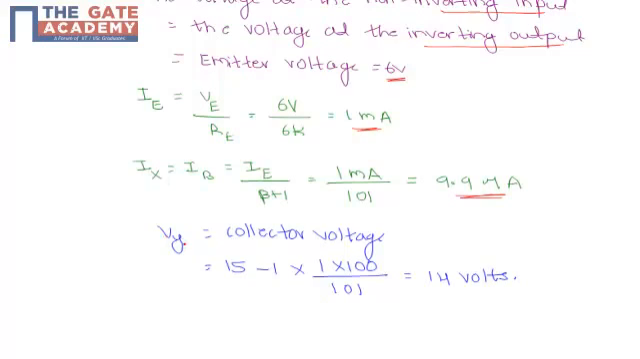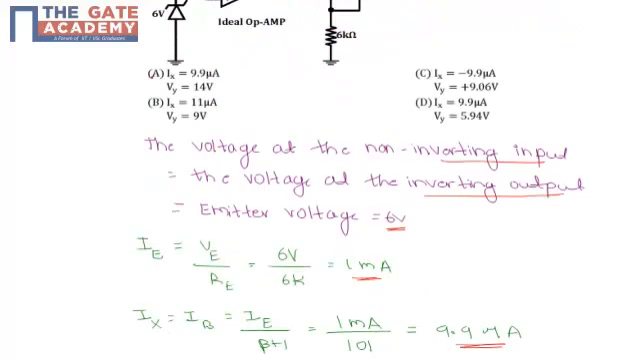So, Vy, we need to calculate one more parameter, that is Vy is equal to the collector voltage. It will be equal to 15 minus 1 into 1 into 100 divided by 101. By simplifying this, we will get nearly 14 volts. So, option A is the correct one, that is Ix value is 9.9 microamps and Vy value is 14 volts. Thank you.